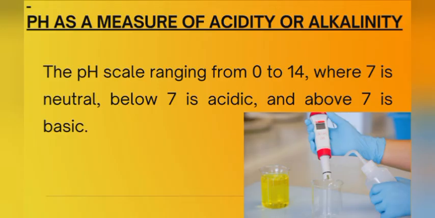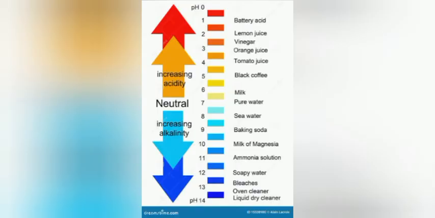Any substance that has a pH value between 0 and 7, that is below 7, is referred to as acidic. An acid will have a pH value between 0 and 7. Anything from 7 downwards is acidic. Any substance that has a pH of exactly 7 is neutral. While any substance that has a pH value above 7, that is between 7 and 14, is referred to as basic.